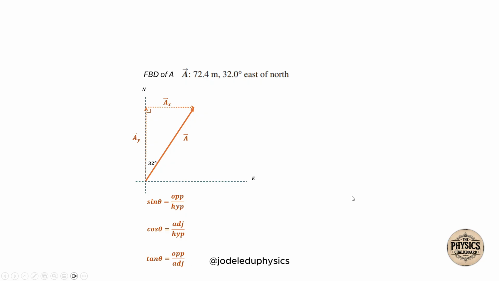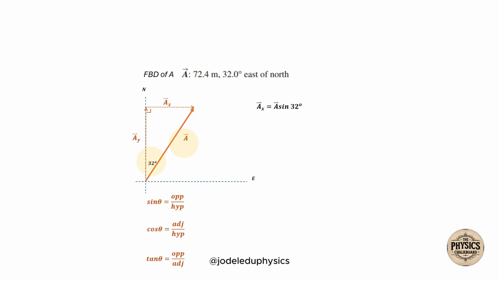In this case, take a look at A sub x. It lies opposite the 32-degree reference angle. The hypotenuse of the triangle is the magnitude of vector A itself. Applying SOH, we use sine to relate the opposite side and the hypotenuse. And there you have it, the horizontal component of vector A in equation form. We'll keep it that way for now.